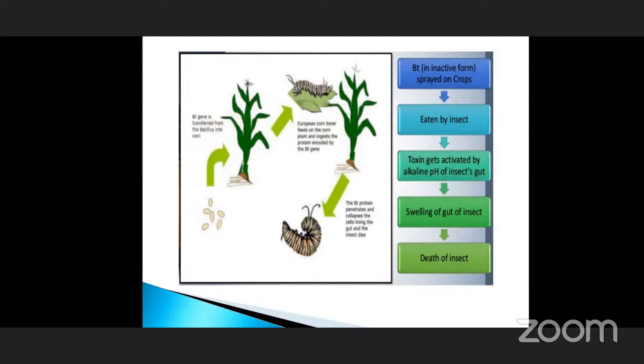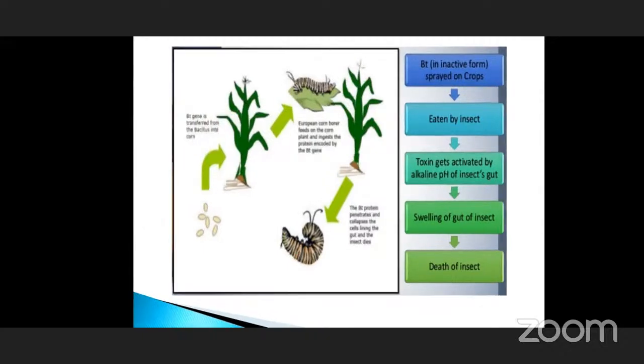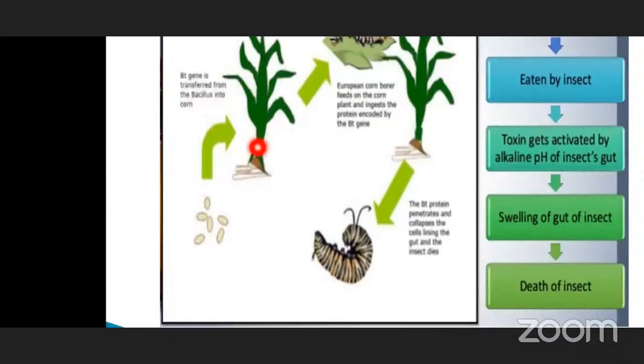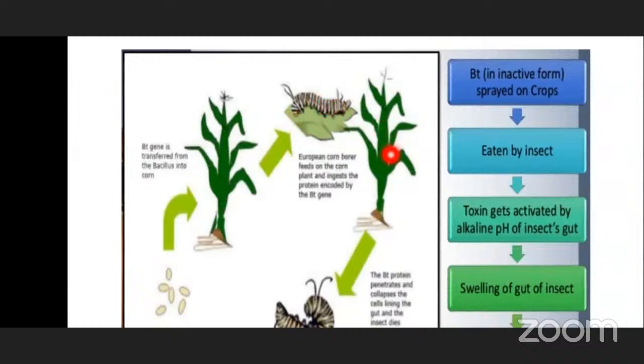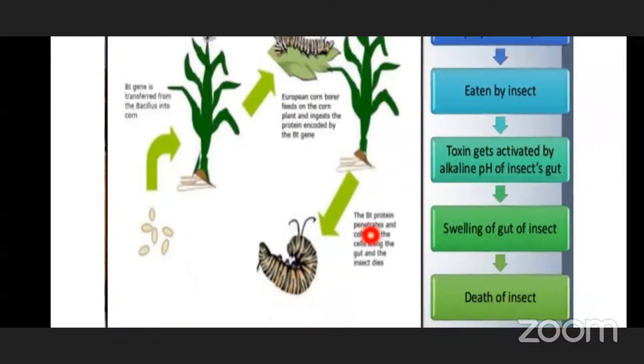The BT gene is transferred from the bacillus into the corn plant, and the insect visits the corn plant. European corn borer feed on the corn plant and ingest the protein encoded by the BT gene, and that BT protein penetrates and collapses the cell lining of the gut, and the insect dies.